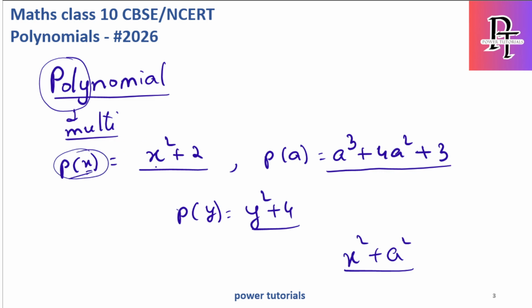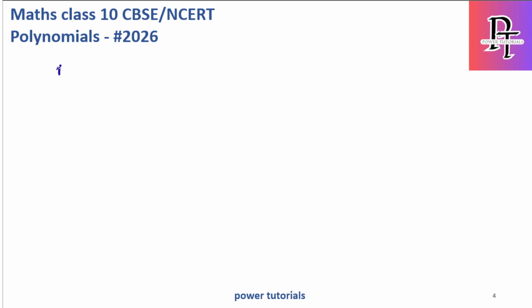So p of x is a function. Polynomial of function x is equal to x square plus 2. Polynomial of variable a is equal to a cube plus 4a square plus 3. Polynomial of variable y is equal to y square plus 4. So these are all polynomials. Hope you understood what is a polynomial. So a polynomial is nothing but an equation which is having a variable in terms of any degree. It can be 0, 1, 2, 3 and so on. All the degrees can be possible. So we'll discuss first what is degree.